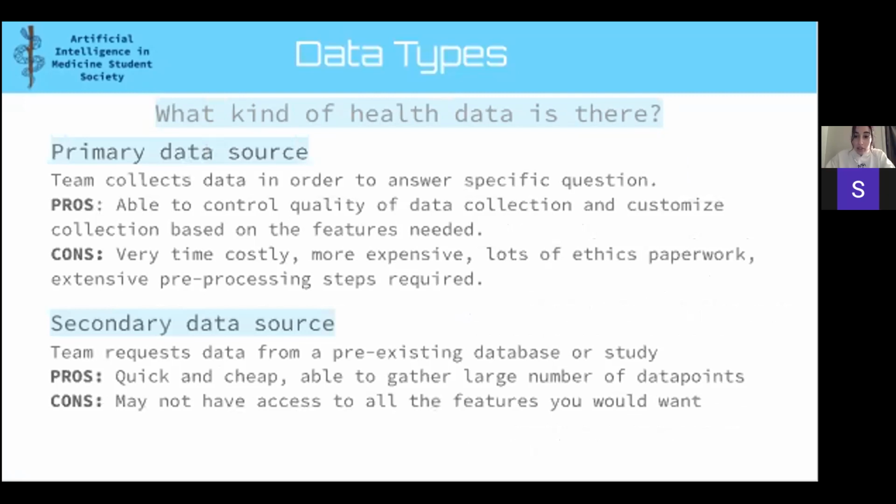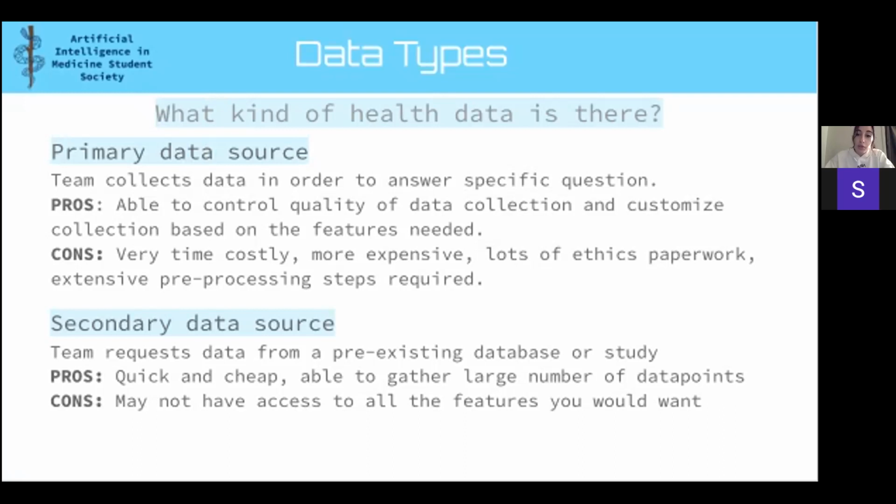In terms of data collection, you can categorize it as primary data source or secondary data source. So let's say you're part of a research team and you're interested in answering some clinical question. You have two options. Option 1 is starting from scratch, and you organize a way to collect the data from a hospital or a clinic. Going this route gives you full control of what kind of data you're getting. You can control the quality of the data, and you can customize the types of features you collect for your own study. The problem is that this can be very time and money costly, and you'll have to do a lot of paperwork related to ethics in order to actually make this happen.